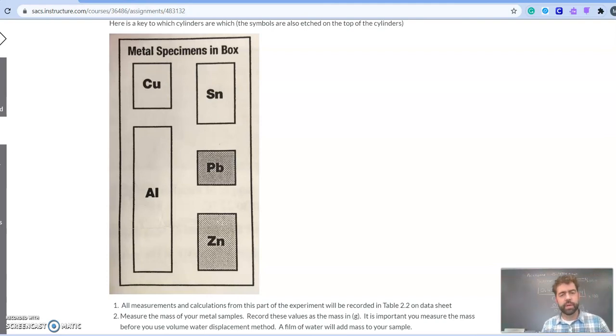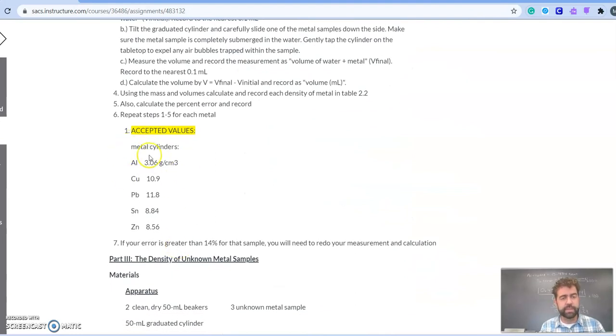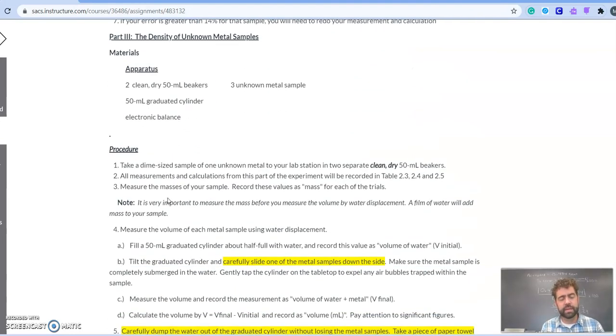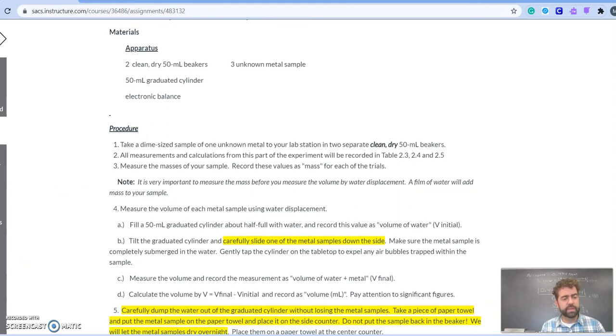So you're going to find densities by finding the mass and the volume, and calculating the densities. You're going to use the accepted values to calculate. And then here at the end, you're actually going to get some unknowns. In these little vials, there are little pieces of metal. It's hard to see them, but they're just little pieces of metal. And it says to take a dime size, which is different for every metal, but it's the size of a dime, not very much.